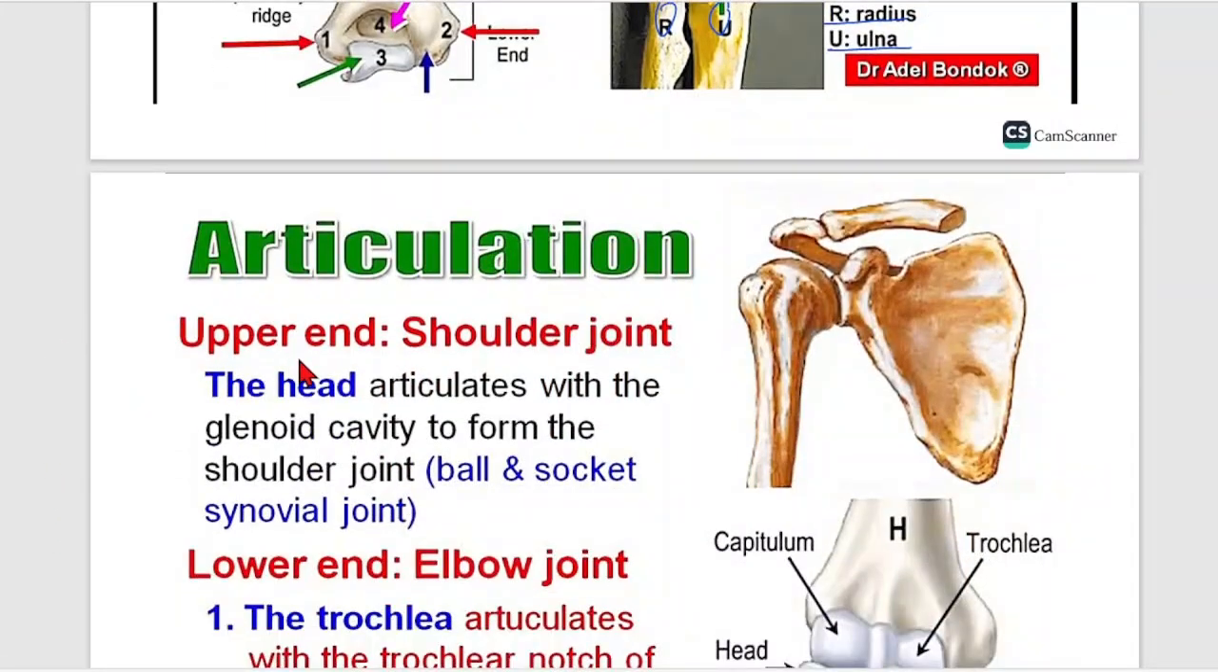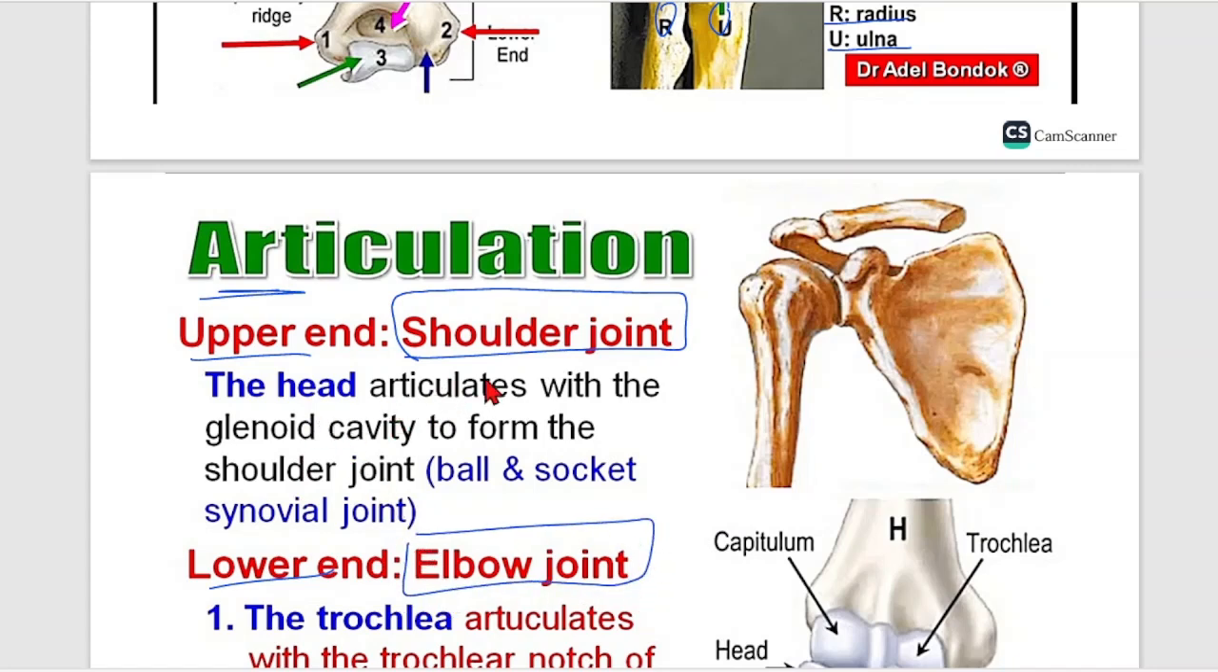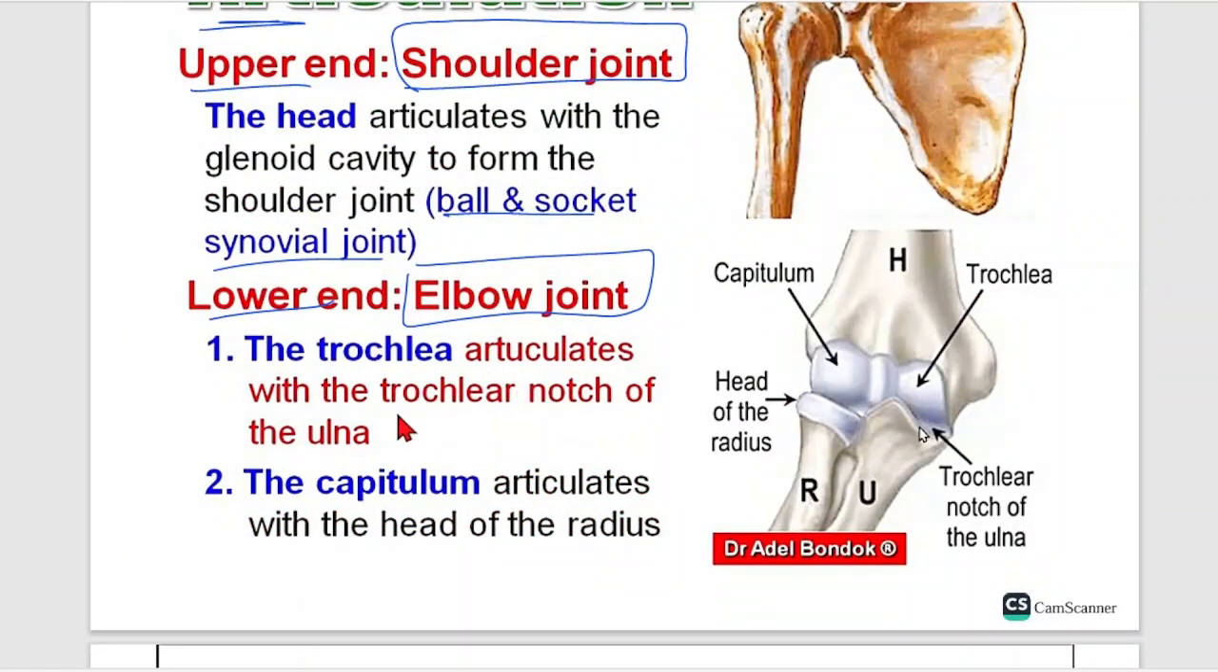Now come here. There are the articulations, upper end and lower end. The upper end forms the shoulder joint and the lower end forms the elbow joint. The shoulder joint is a ball and socket synovial joint. At the lower end, the trochlea articulates with the trochlear notch of the ulna. The trochlea is along the ulna, attached with the trochlear notch of the ulna. Now the capitulum is attached with the head of the radius.